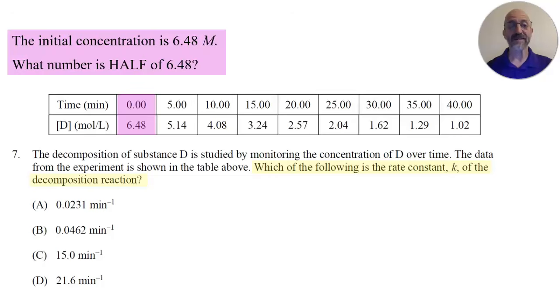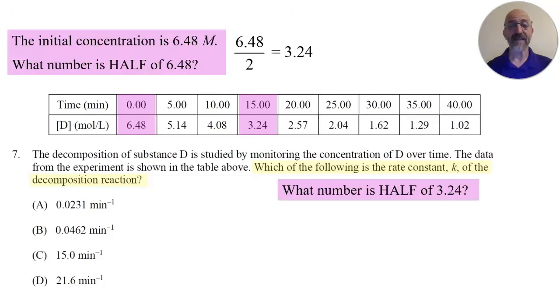What number is half of 6.48? It is 3.24. Now it looks like in the data table it takes 15 minutes to go from 6.48 molar to 3.24 molar, but that's not enough for us to conclude that the half-life remains constant over time. That's only one half-life period. Let's look for the next half-life period and see if it does remain constant over time.